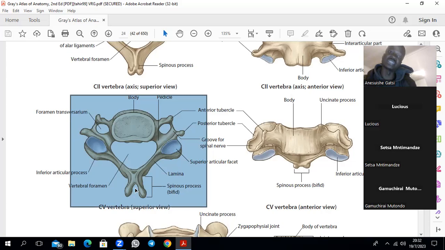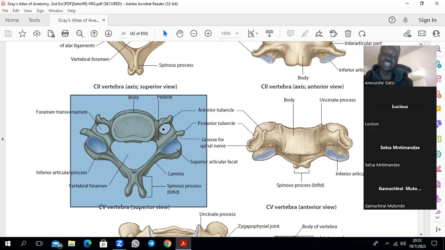And when I started, I said one of the reasons why C7 is atypical is because it has a very small, not spinous, but a very small foramen transversarium. This hole, when you look at it on C7, is going to be very small, and it won't transmit both the vertebral artery and the vertebral vein. It will only transmit the vertebral vein.